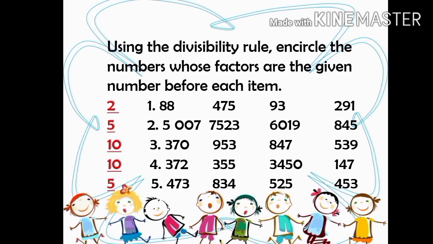Number 3, we have 370, 953, 847, and 539, which among them is divisible by 10. Number 4, 372, 355, 3,450, and 147, which is divisible by 10. For number 5, we have 473, 834, 525, and 453, which is divisible by 5. Okay, answer it quietly on your paper.